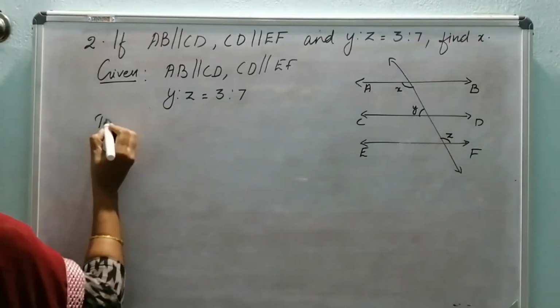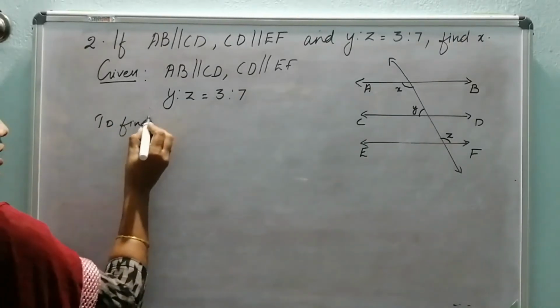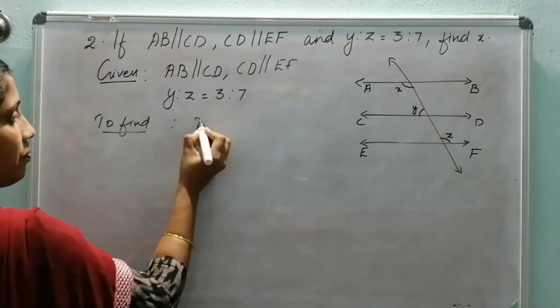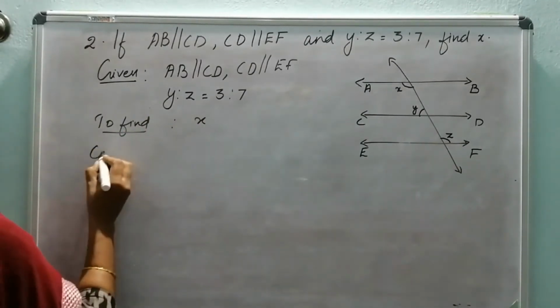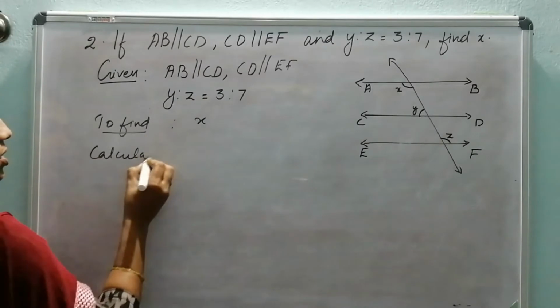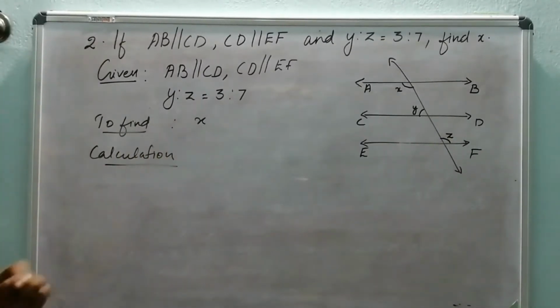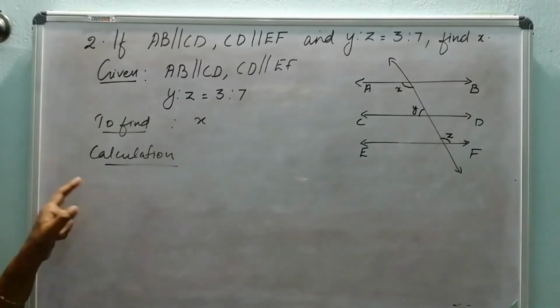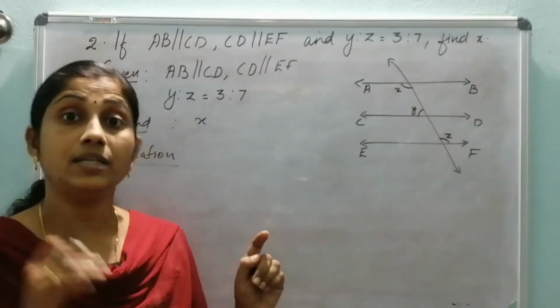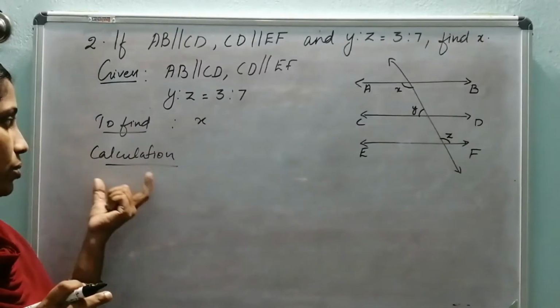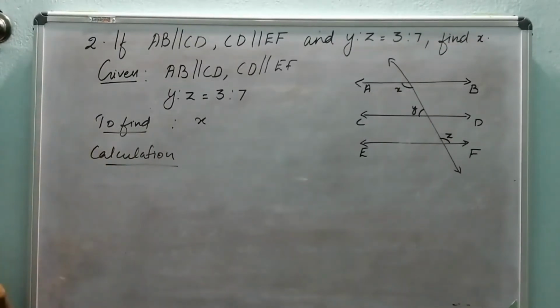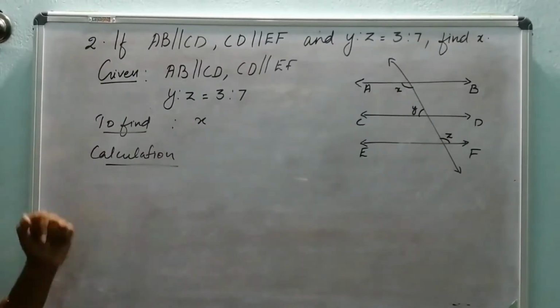Then, to find, what do you have to find? Everything is given in the question itself: to find x. Then our calculation. These three steps you have to write when you are finding the answer: given, to find, calculation. If you are proving the question, then you have to write here to prove, that is, given, to find, to prove. Here it is calculation only.